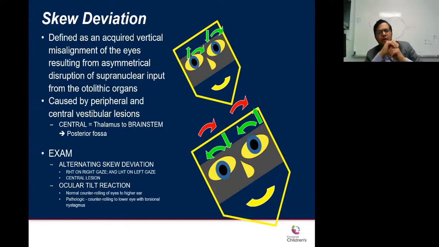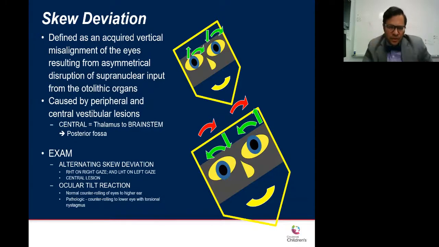So one is an alternating skew deviation. That's when you have them look to the right, you'll see a right hypertropia, and when you have them look to the left, you'll see a left hypertropia. That gives you a clue to what you're dealing with, especially if they're describing a vertical misalignment of their eyes. Another issue that alludes to vestibular issues, and the next slide I'm going to show you, is the ocular tilt reaction, which many of them describe in their vestibular complaints.